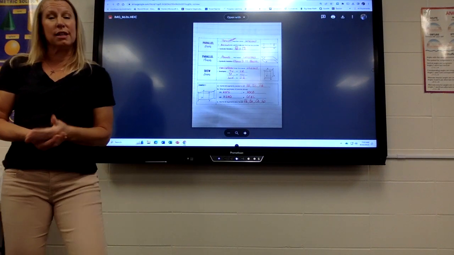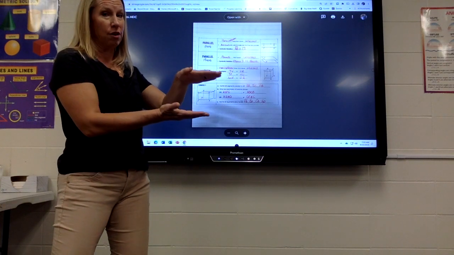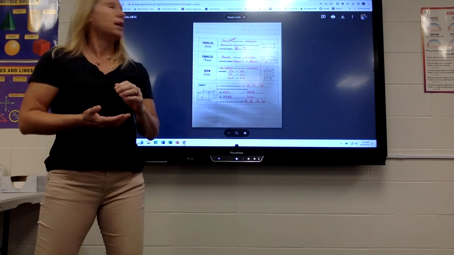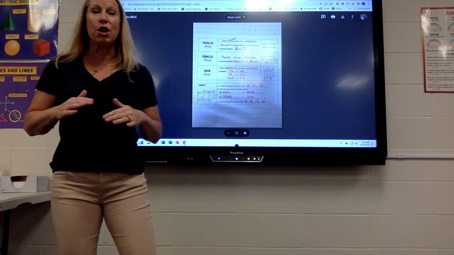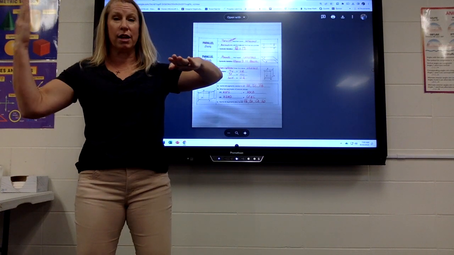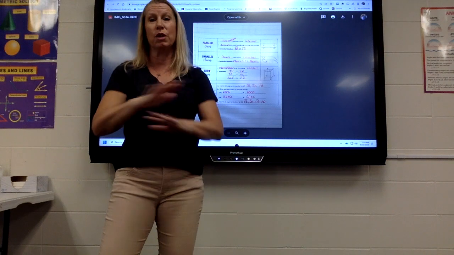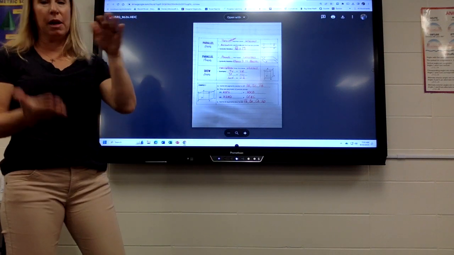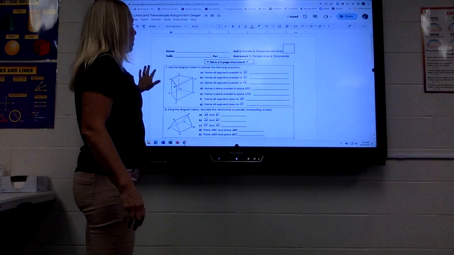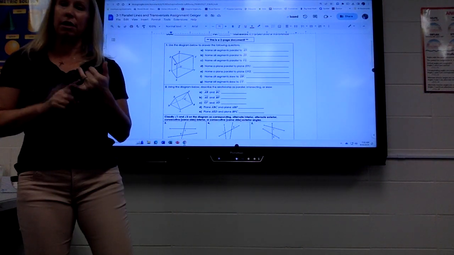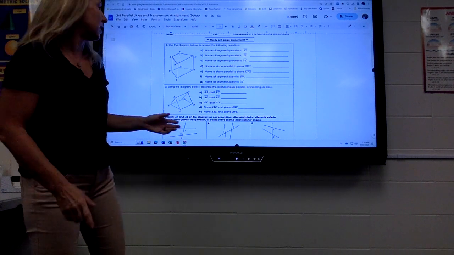So an important thing is parallel lines never intersect. They're coplanar and they just never intersect. But skew lines never intersect, but they're not coplanar. So one is going in one direction and one is going in another direction, but it's not in the same plane, so they will never intersect. And then parallel planes never intersect. So on your assignment, you're going to have to name some segments that are parallel, that are skew, some planes that are parallel. So let's look at an example together.